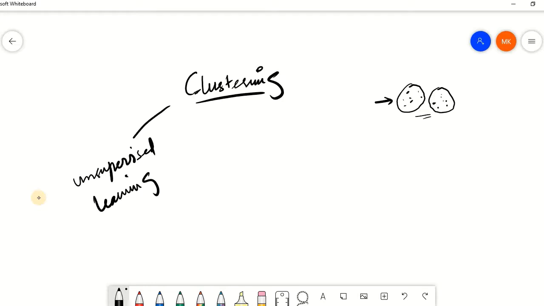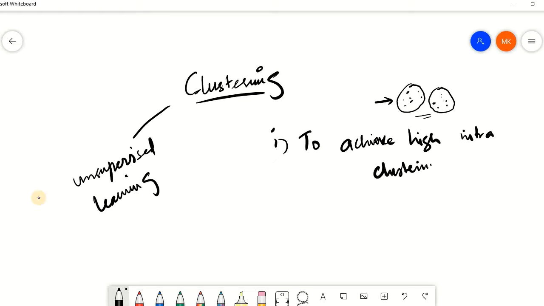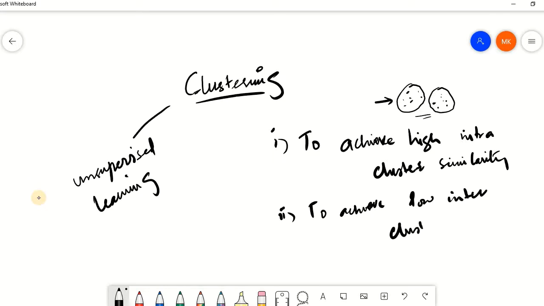So how does it work? It basically follows two principles. The first one is to achieve high intra-cluster similarity, and the second one is to achieve low inter-cluster similarity. So based on these two objectives, it will keep on refining itself until it cannot be improved any further, and that's where the algorithm stops.